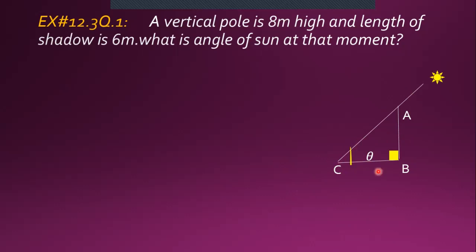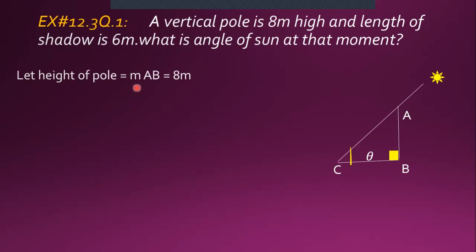I have shown it by this symbol. If the symbol is of such type, then it shows a right angle triangle, and it is a right angle triangle with right angle at point B. Now we need to look at the necessary things.